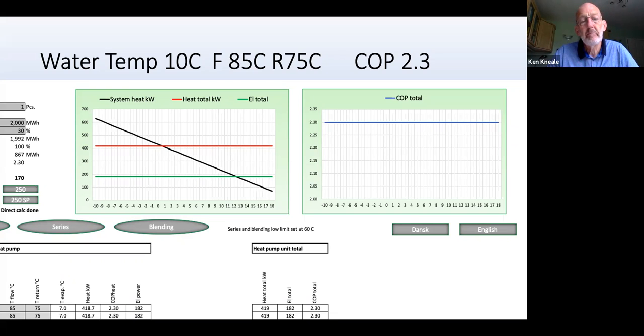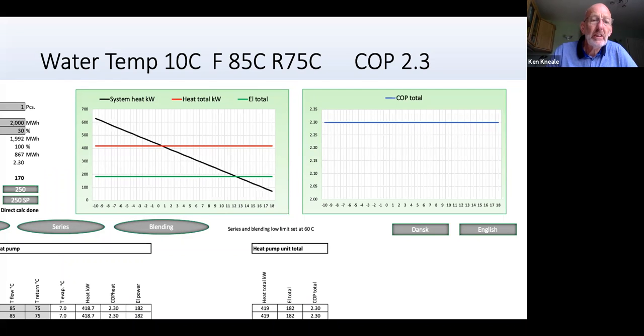And the black line running diagonally is actually the heat demand from the system that this heat pump is connected to. We're showing here a water temperature coming to the heat pump from the ground of 10 degrees C with a flow of 85 going in and a return of 75. Now, this is not unusual, these temperatures. It only delivers a COP of 2.3, not even good enough for an RHI application.